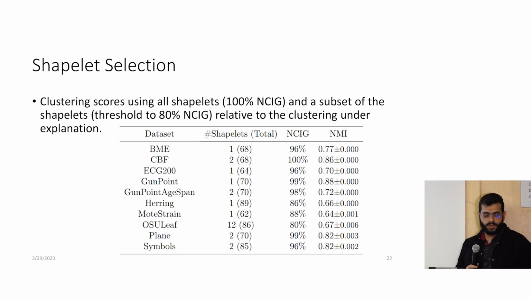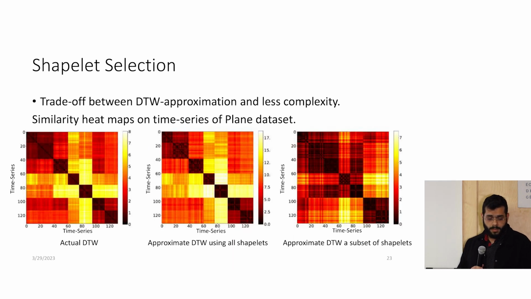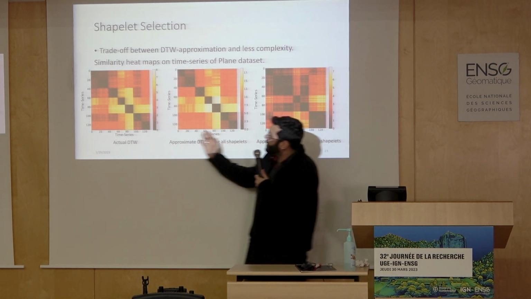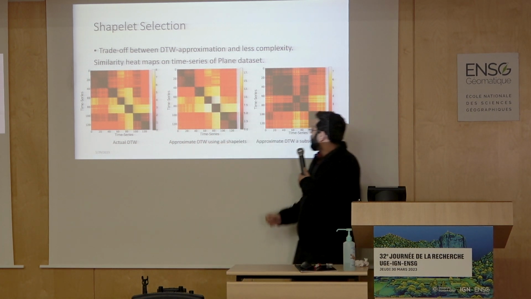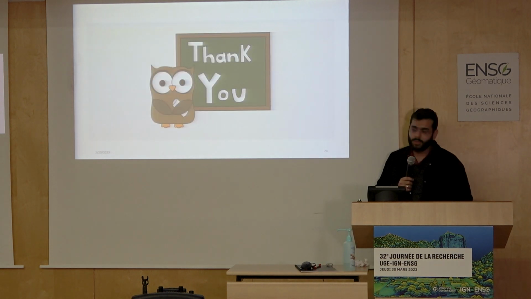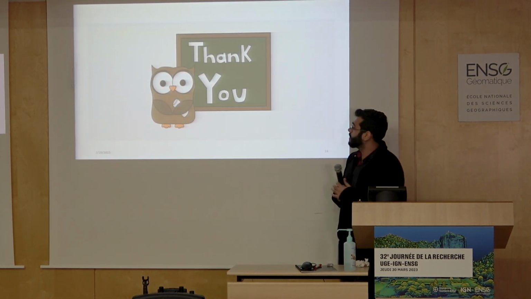So this is just showing the results of doing this shapelet selection. For example, having one shapelet can attain 77% of the clustering score. Two shapelets attain 82%. But this, of course, adds a trade-off. Using all the shapelets, you still have the approximation of the DTW, while using fewer shapelets, you will lose the approximation of the DTW. And thank you, that's all.